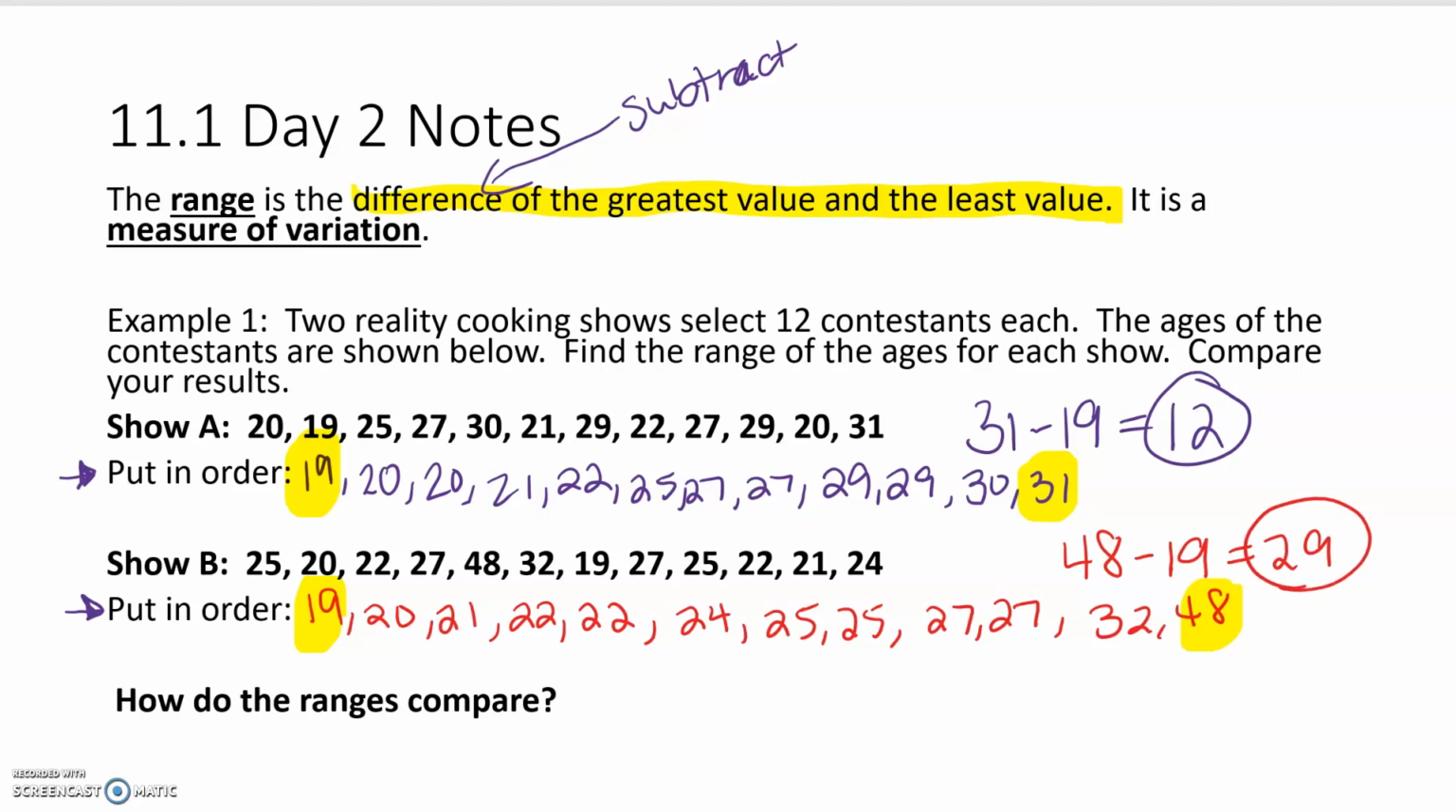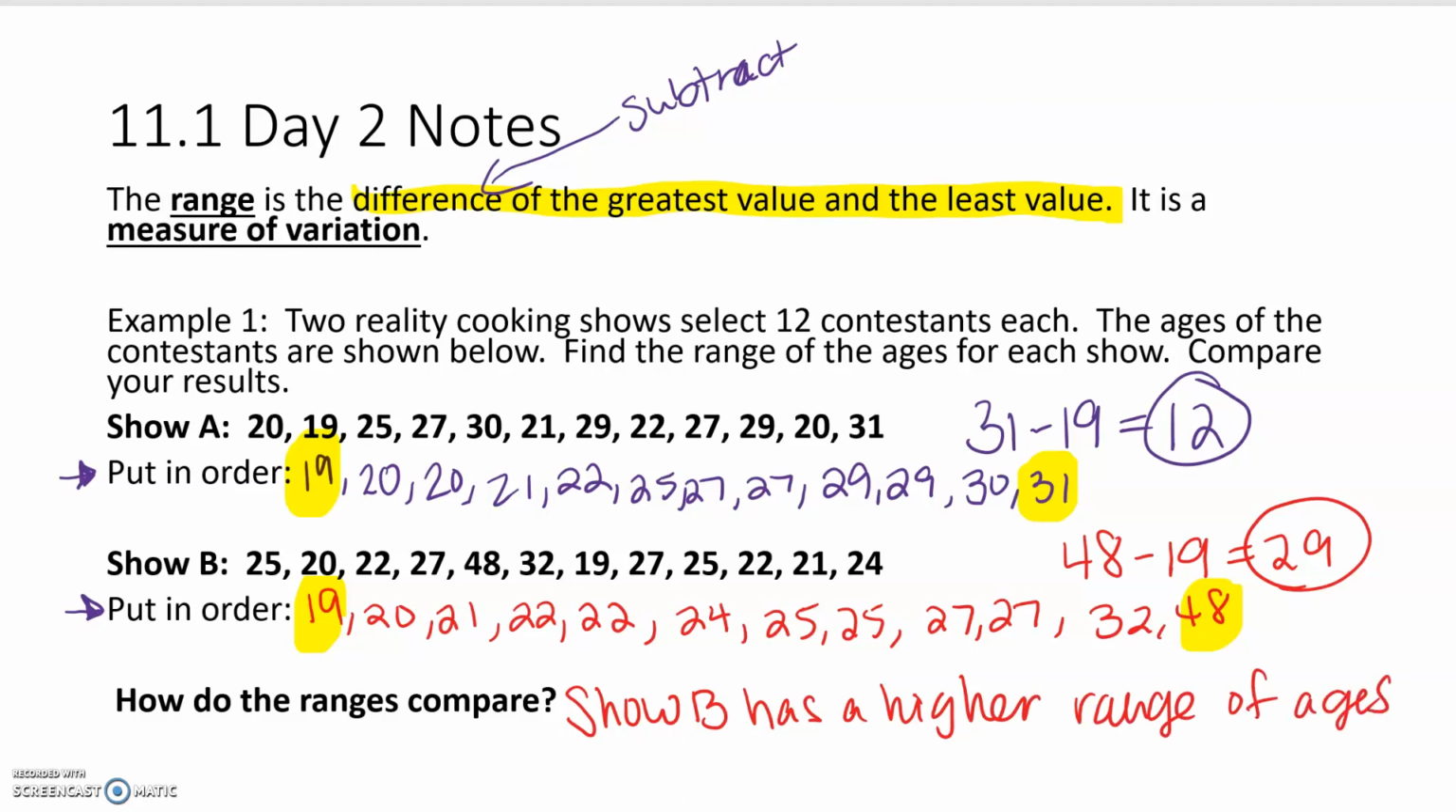Okay, then at the bottom it says, how do the ranges compare? So I'm looking at those 2 numbers that I circled. Show B has a higher range than show A. Okay, so it has a bigger range of ages than show A. So that's how those 2 compare.